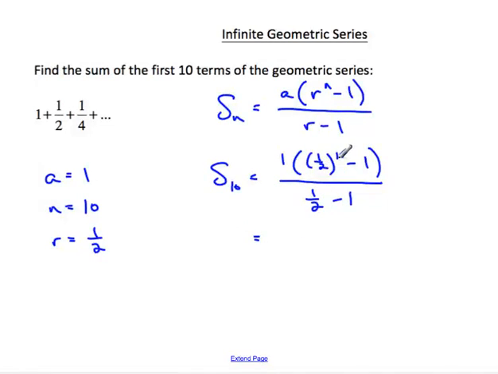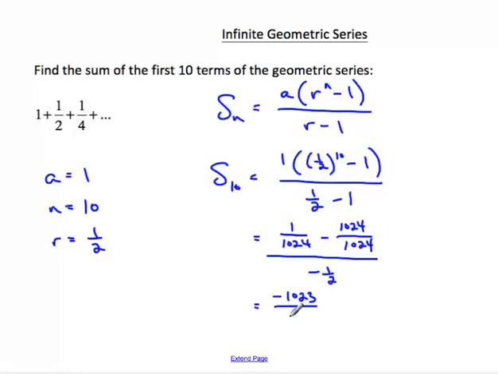Simplifying, 2 to the power of 10 is 1024, so we get 1 over 1024 minus 1. To give a common denominator, let's make that 1024 over 1024. And in the denominator, we get negative a half. That's going to be equal to negative 1023 over 1024. And to divide by the fraction, we flip and multiply. So we multiply by negative 2 over 1. And that's going to be equal to, canceling the negatives, canceling 2 out of the numerator and denominator, 1023 over 512, which is almost, but not quite, 2.